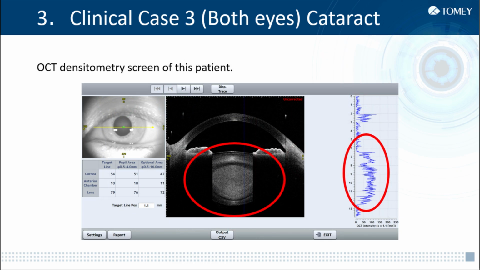This is the OCT densitometry screen of this patient. We can see high opacity on the lens and we can suspect cataract. That was some examples of the clinical cases, and I would like to summarize the main points again.